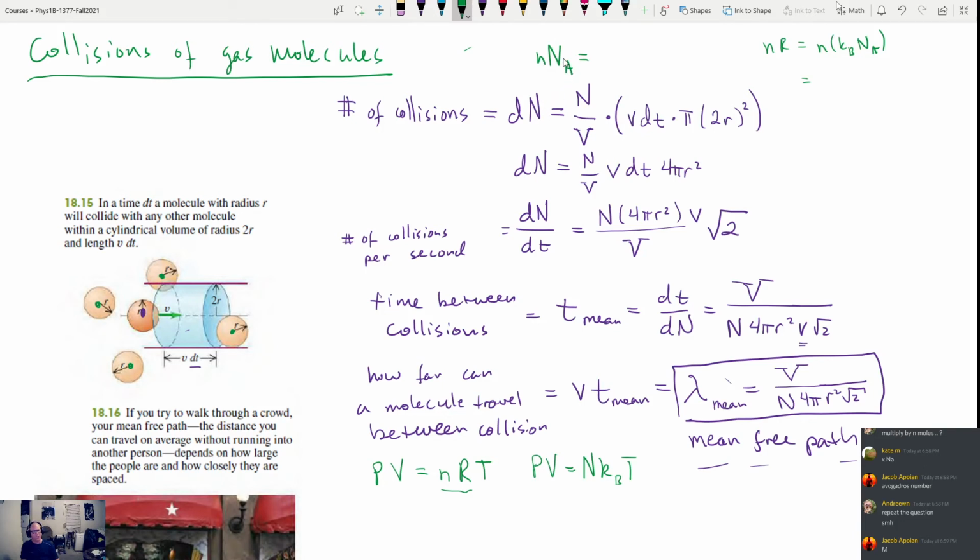What do you get when you do this? Number of moles times Avogadro's number. What do you get? Total number of molecules, and that's what we've been using capital N for, right? So that means that little n times R is also equal to N times kB. These are the same thing. So you can replace nR in the ideal gas law equation with N times kB.